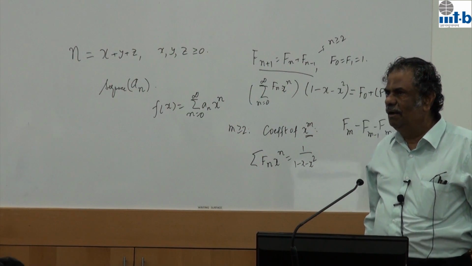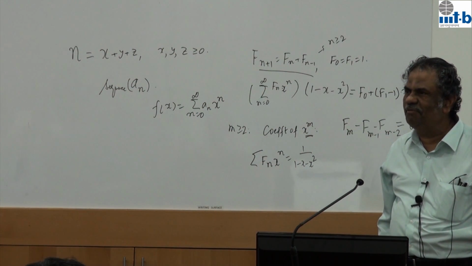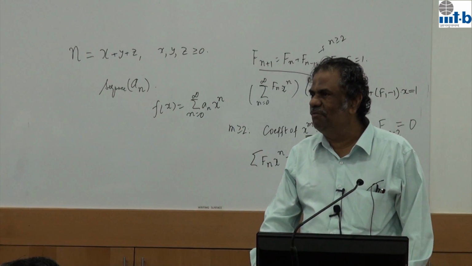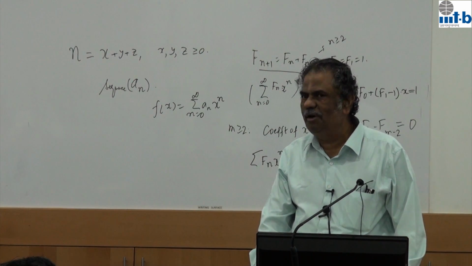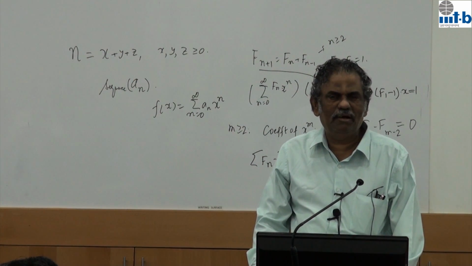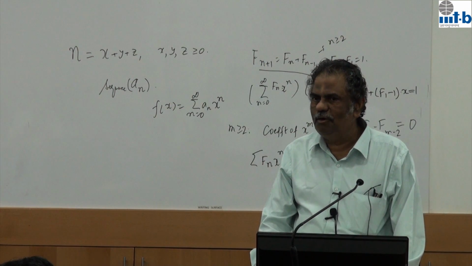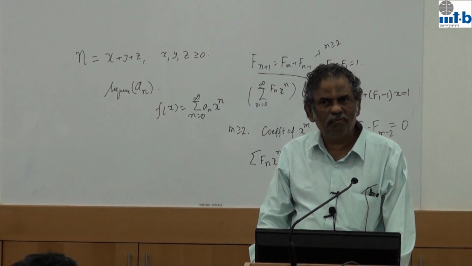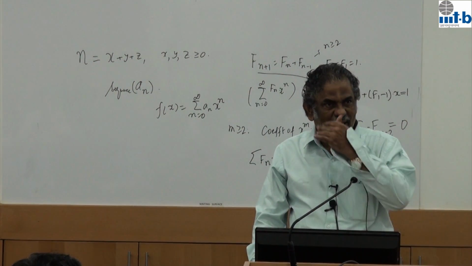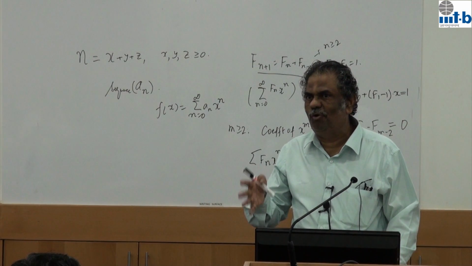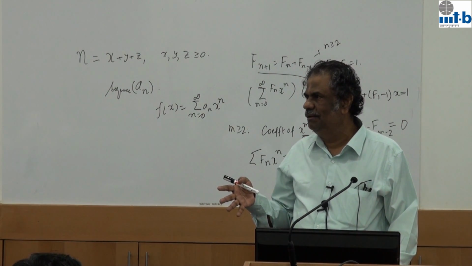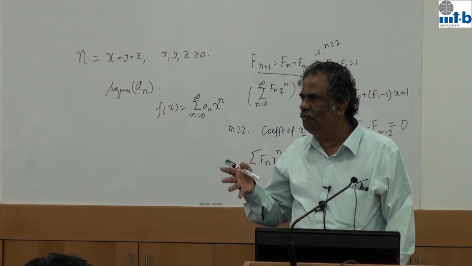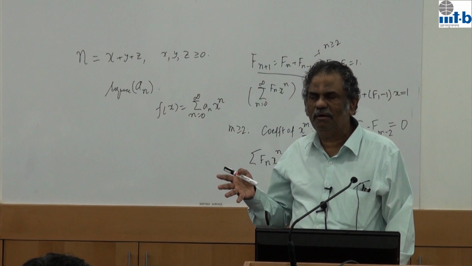Okay? Does it really help us to know how fn grows? No. Our whole problem is that we want to know how fn grows. But now I have only proved that summation fn x power n is equal to 1 over 1 minus x minus x square. Can you see any way of really seeing how fn grows from this? I mean, in other words, can you write the expansion for 1 over 1 minus x minus x square? If you can write the expansion, then you are through. And how will you normally write that? If you want the expansion of 1 over 1 minus x minus x square, how will you do that?